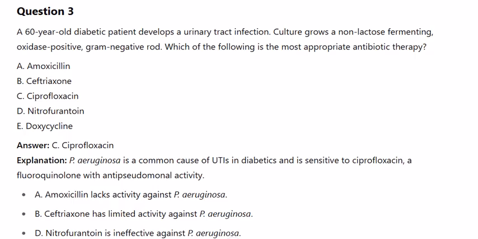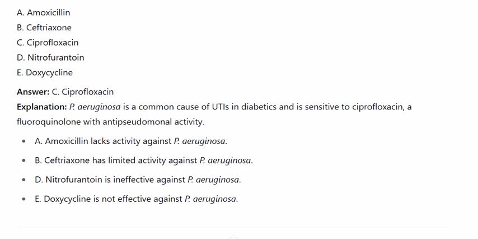Explanation: P. aeruginosa is a common cause of UTIs in diabetics and is sensitive to ciprofloxacin, a fluoroquinolone with anti-pseudomonal activity. A. Amoxicillin lacks activity against P. aeruginosa. B. Ceftriaxone has limited activity against P. aeruginosa. D. Nitrofurantoin is ineffective against P. aeruginosa. E. Doxycycline is not effective against P. aeruginosa.